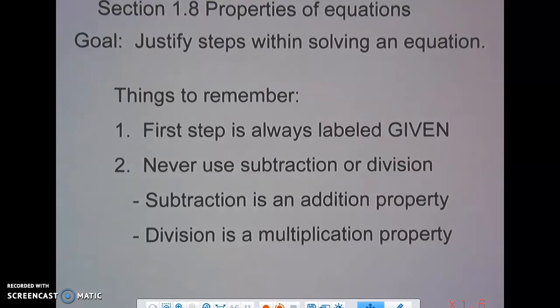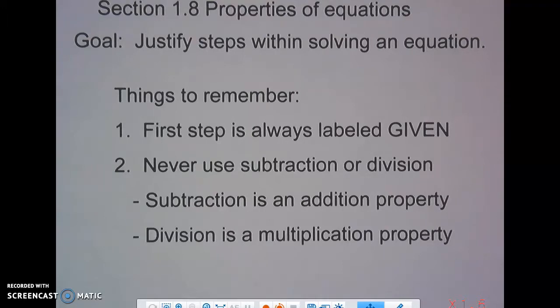Today we're going to be talking about properties of equations. Using all of those properties that we had talked about in the previous video, our goal today is going to be justifying steps within solving an equation. For today, the entire equation is solved for us. We just have to justify the steps that have been taken in order to solve that.